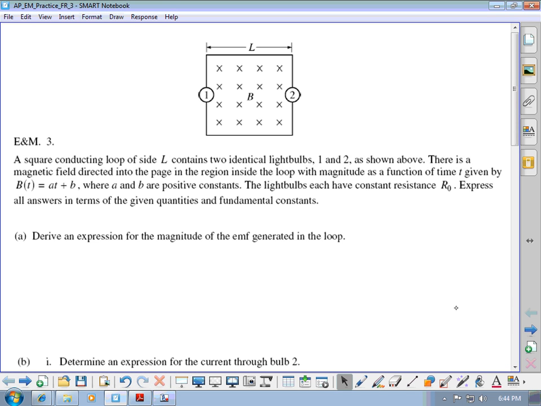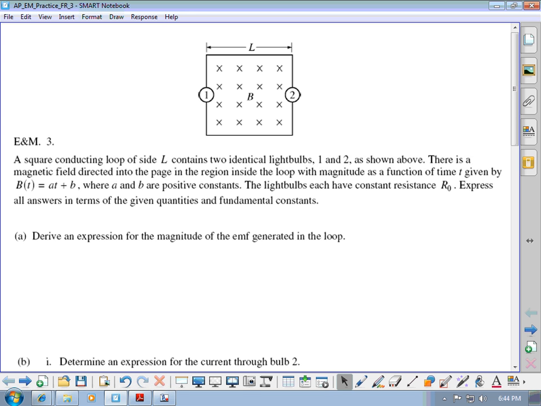The third free response question on the E&M practice test is a Faraday's law problem, but it also has a little bit of circuit stuff thrown in. That's very common when you're looking at induced EMFs: you have to find voltage, and then you're also going to figure out what the current is or power, those different things.